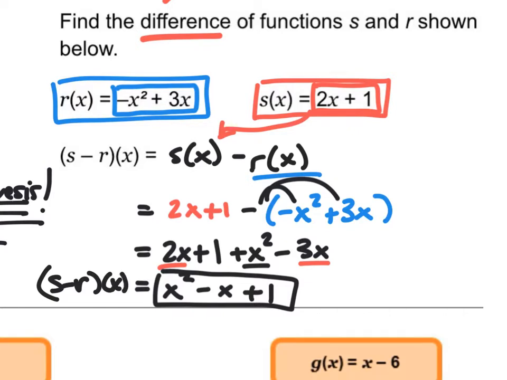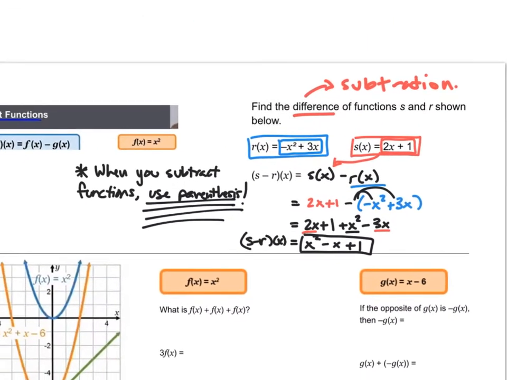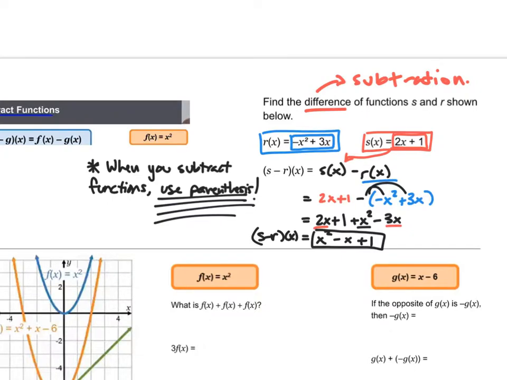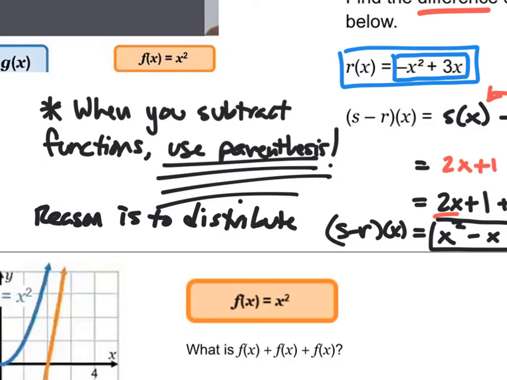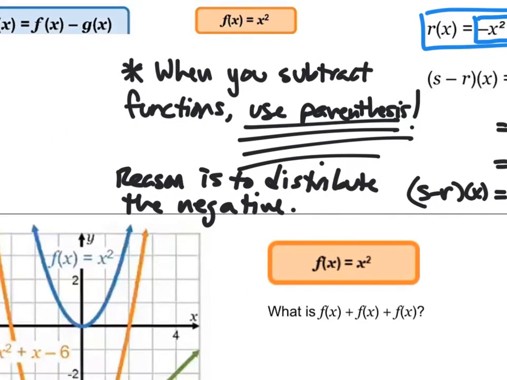Given those. So again, the idea is that we are operating within functions, okay? We are subtracting functions and obtaining a new function, and that's all we're doing, all right? But make sure that when you subtract functions, use parentheses, okay? And the reason, let's write this down, is to distribute the negative. Distribute the negative. All right, it's really important that we write that down, really important that we know that, okay?